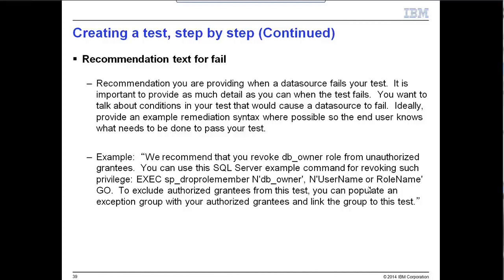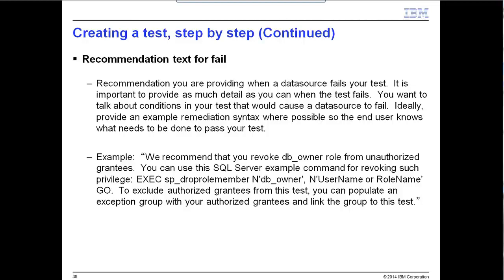Because the person who looks at this report may not be the DBA, may not understand what needs to be done, other than, I have a problem, I need to fix it. So if you give them a good recommendation, he or she can forward this recommendation to the DBA and say, by the way, this is the problem, this is how you fix it. And in the next part of the test, I'll show you how to find who are the grantee so that you can tell them what user you need to revoke this DB owner privilege from, okay?